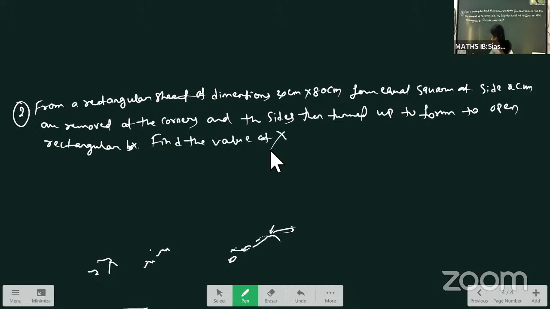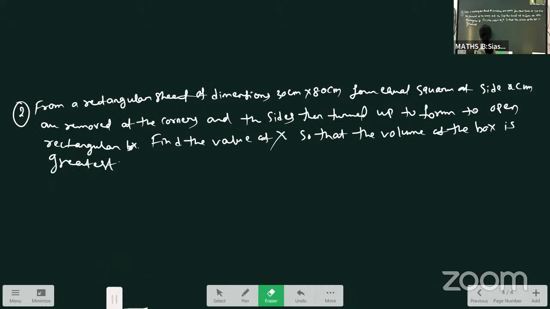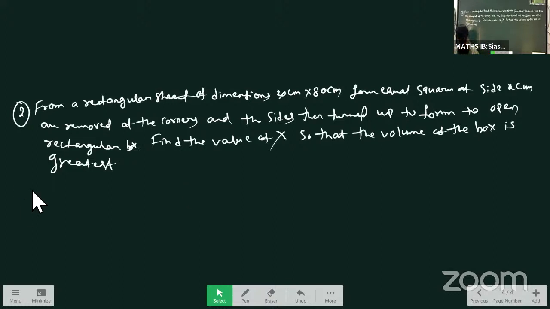so that the volume of the box is greatest. So come on, how to do this? Solution.